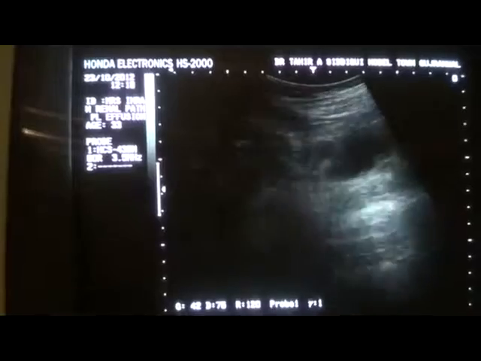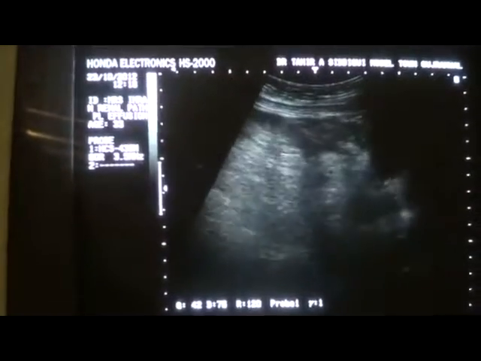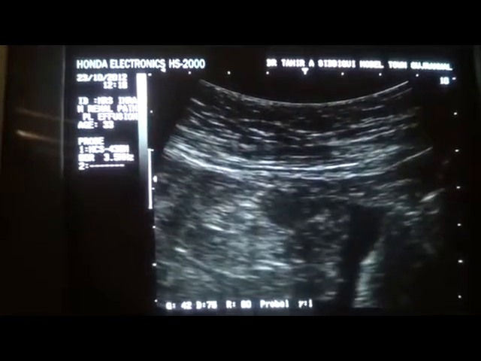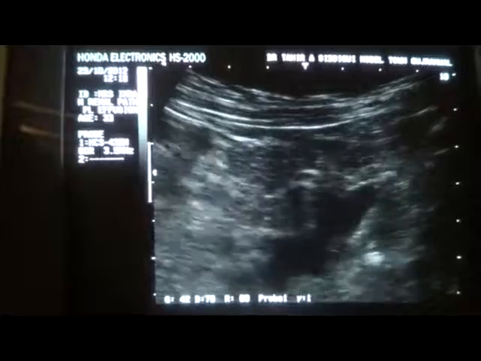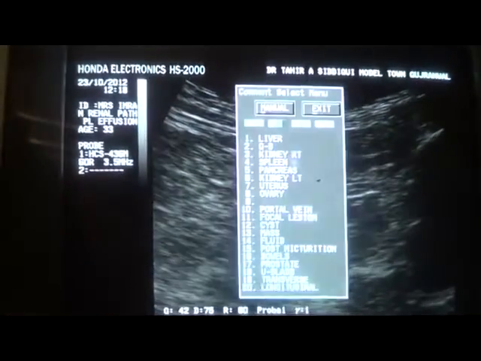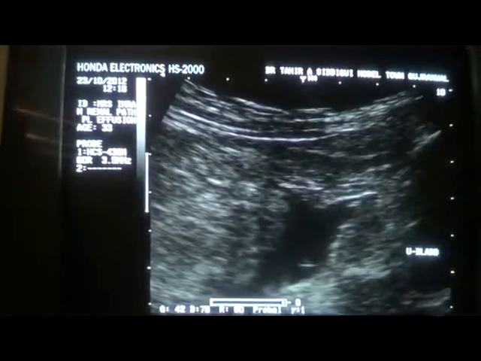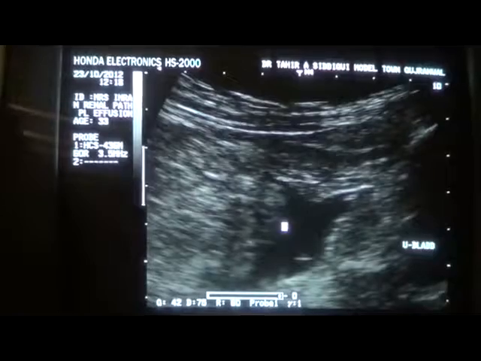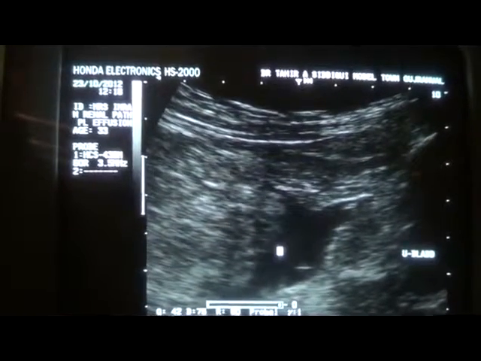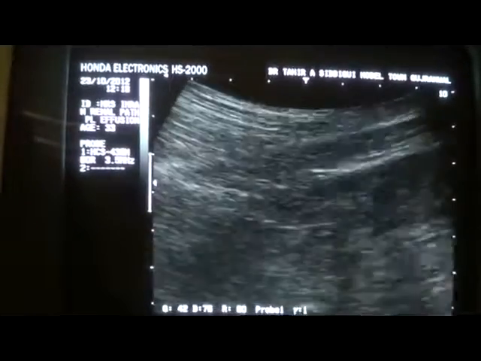Is there any ascites? Here you see fluid in the dependent region of the peritoneal cavity. This is the urinary bladder. And this is the fluid in the dependent region of the peritoneal cavity. These are all bubbles. So minimal ascites is seen.